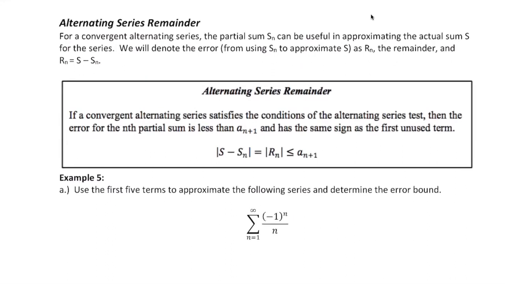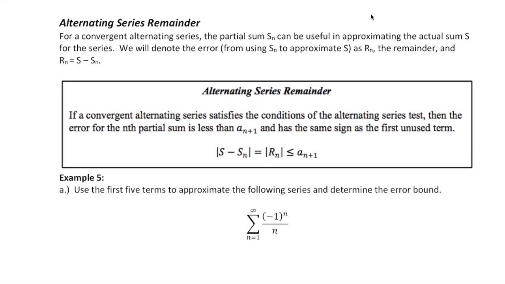All right, for a convergent alternating series, the partial sum S sub n can be useful in approximating the actual sum S for the series. So we're going to use a little bit of notation here. We're going to call the error, like how far is our approximation from the actual sum, R sub n, and call that the remainder. So R sub n is going to be S minus S sub n, the actual sum minus the sum that we use to estimate, to see how far apart they are. That's going to be the remainder.